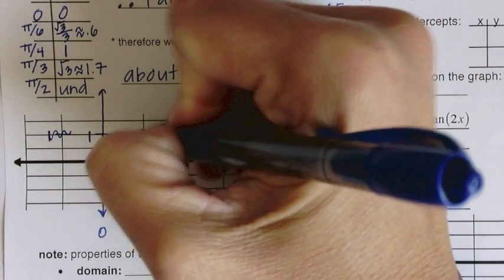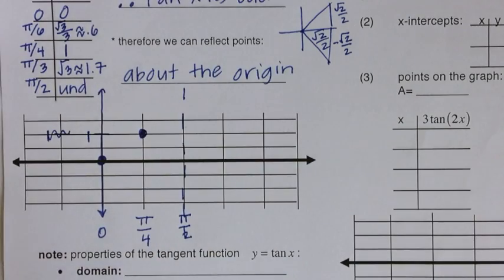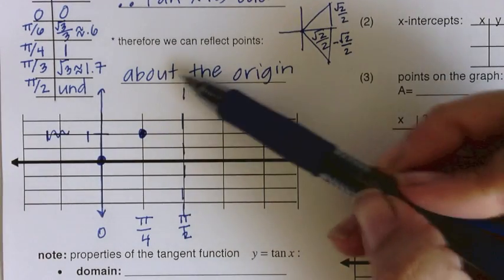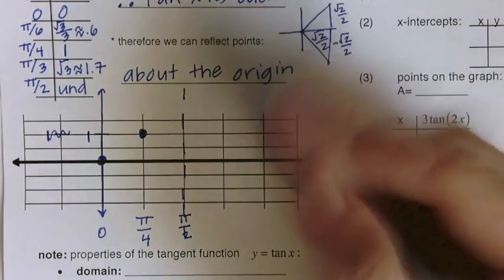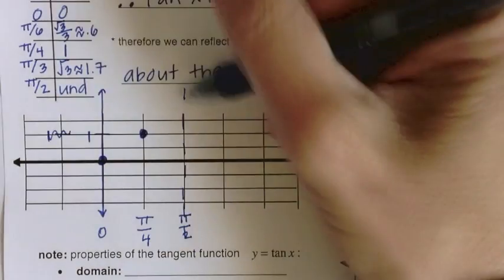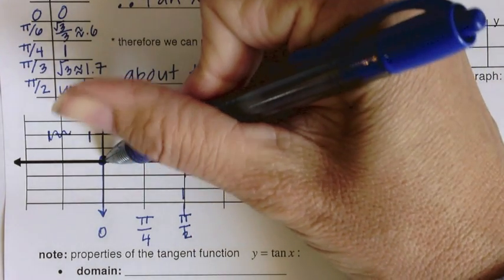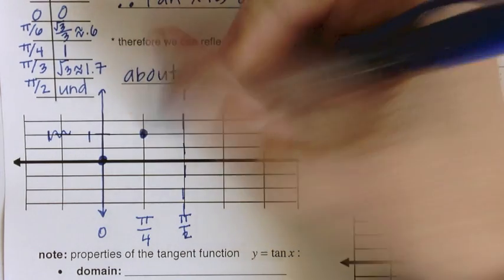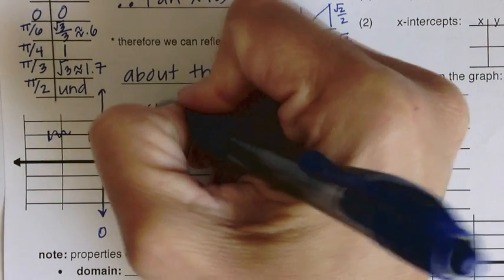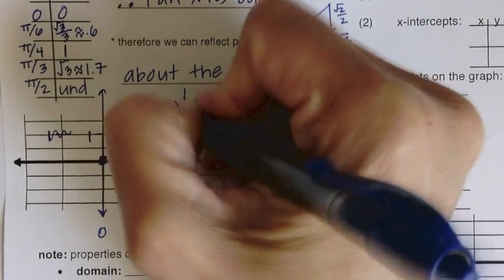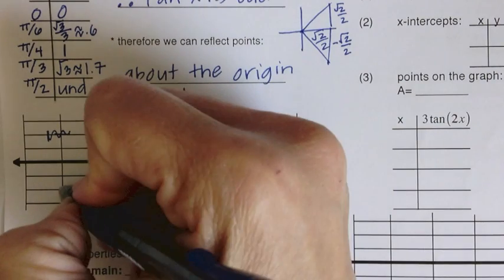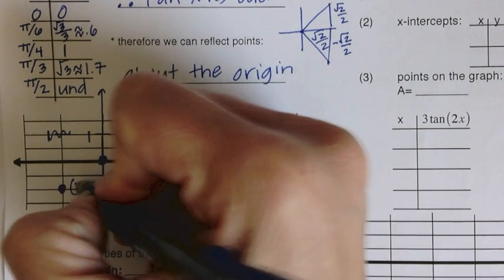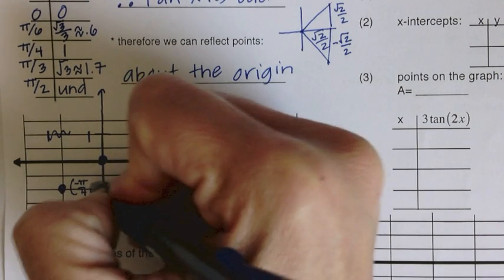And there's a point right there. So far we have 2 points and an asymptote. Well, the really cool thing about symmetry is that you can use symmetry to reflect. So this point isn't going to reflect because it is on the origin, but this point right here is pi over 4 comma 1, which means because it's odd, you change x and y. So this point will also be on the graph: negative pi over 4, negative 1.